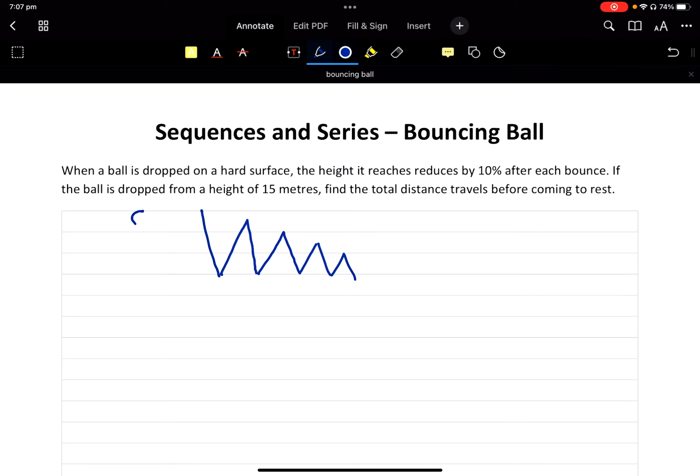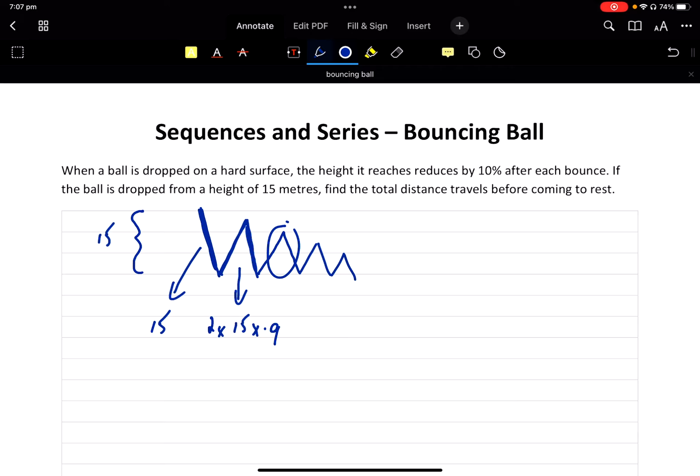And I guess we know that that's 15. So 15 is the down. I know the up is 15 times 0.9. The up and down is the same, so it's 2 times. So that's that one. The first is sort of a half one.